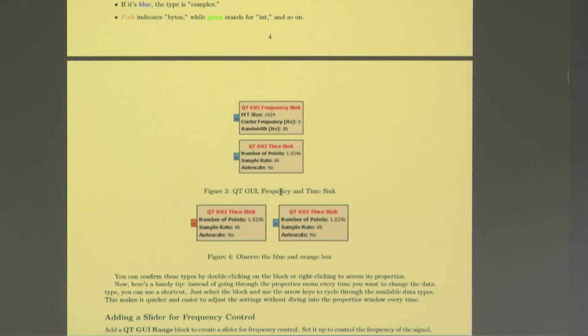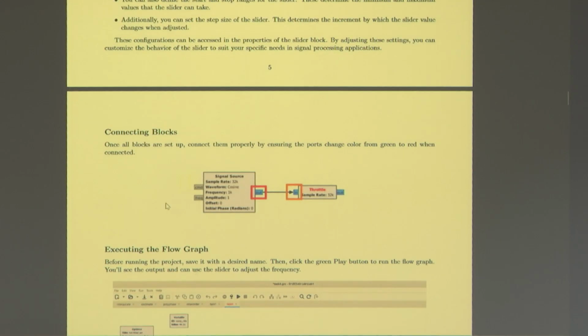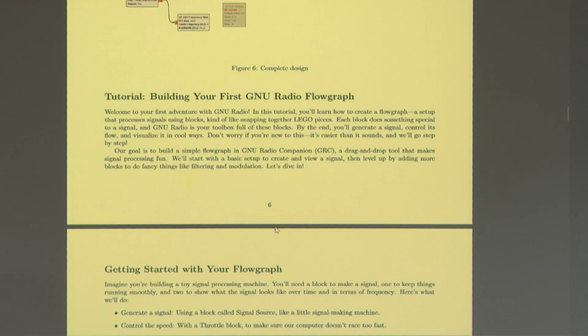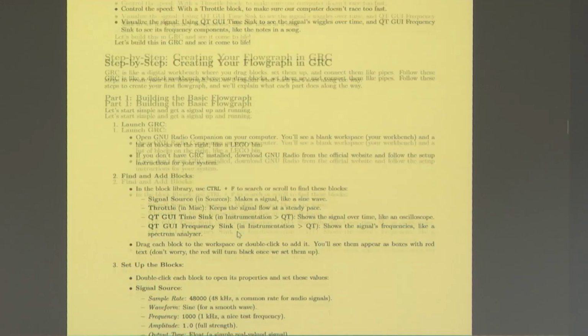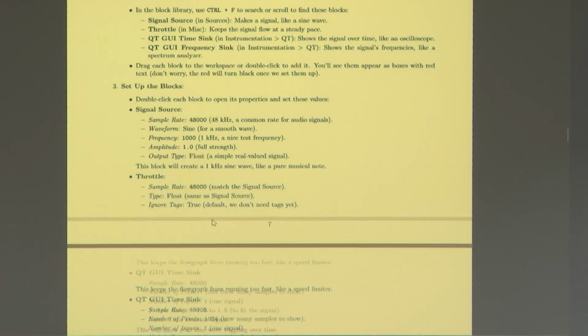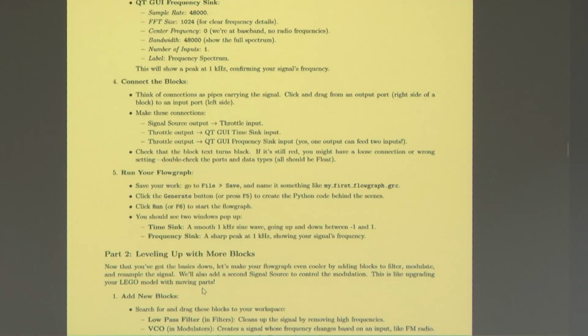This is how it looks, right? Slide controller, and this is how you connect blocks. Like I was saying, it's a graphical flowchart manner, and this is how you execute. I've created a whole tutorial just for your demonstration. You can see it later, step by step: how to create a flowchart, how to start, how to set up, what is the signal source, what is the throttle, what is a time sink, frequency sink, how to connect blocks, and how to run the flow graph.